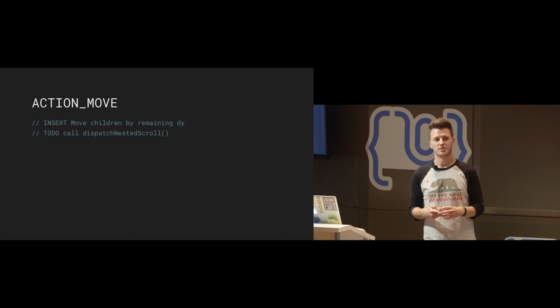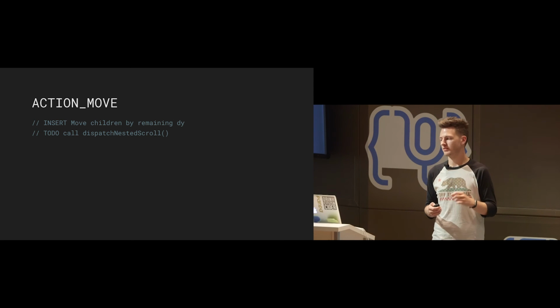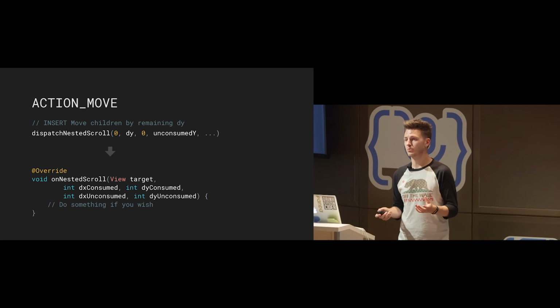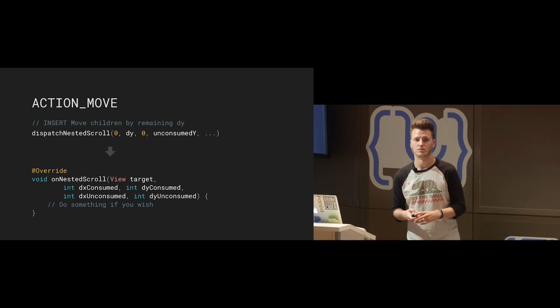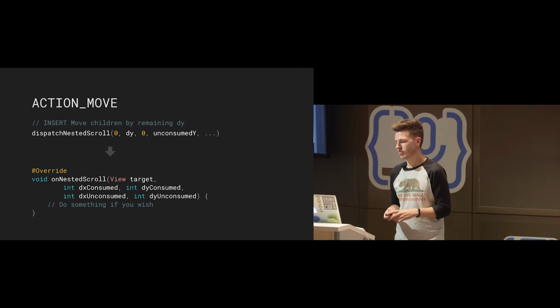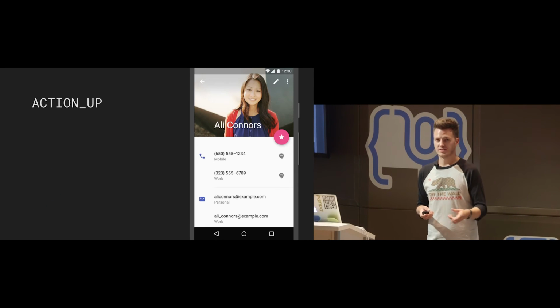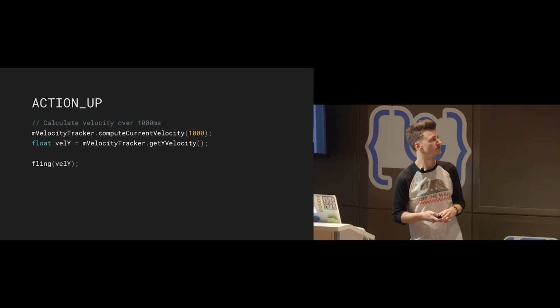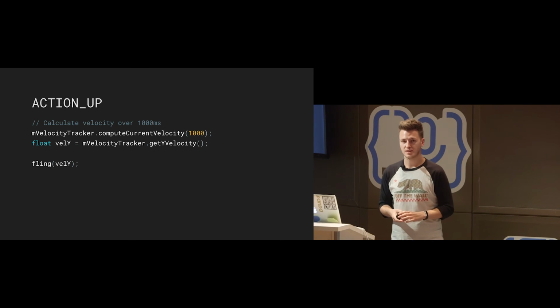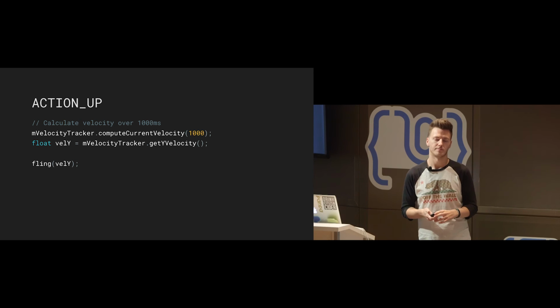But we also need to call dispatchNestedScroll, that observational method. And that is pretty much what you'd expect. We call dispatchNestedScroll with the dy, and then the parent's onNestedScroll method is called. Nothing too exciting here. Then the user lifts their finger up. You get an action up event. Again, nothing's really changed here. We get the velocity, we calculate that, and we start flinging.